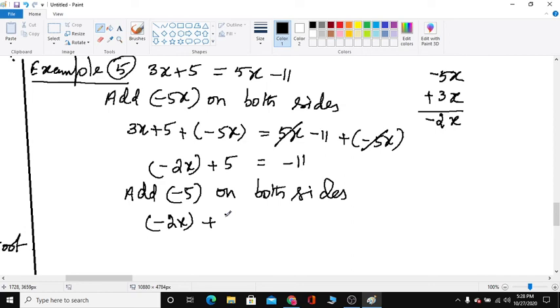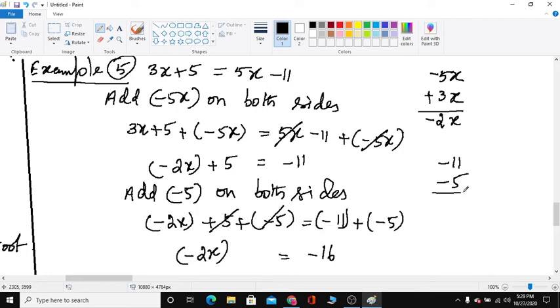You know minus 11 minus 5, how do we add? Both are negative. Sum of two negative integers is negative. Add and write the minus sign. 11 plus 5 is 16, so minus 16. So minus 2x is equal to minus 16, children. Left hand side minus sign is there, right hand side also minus sign is there. So next step we will cancel.